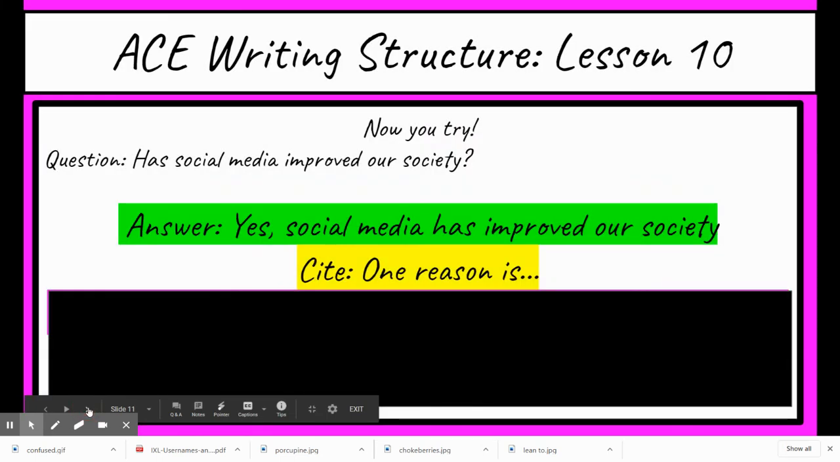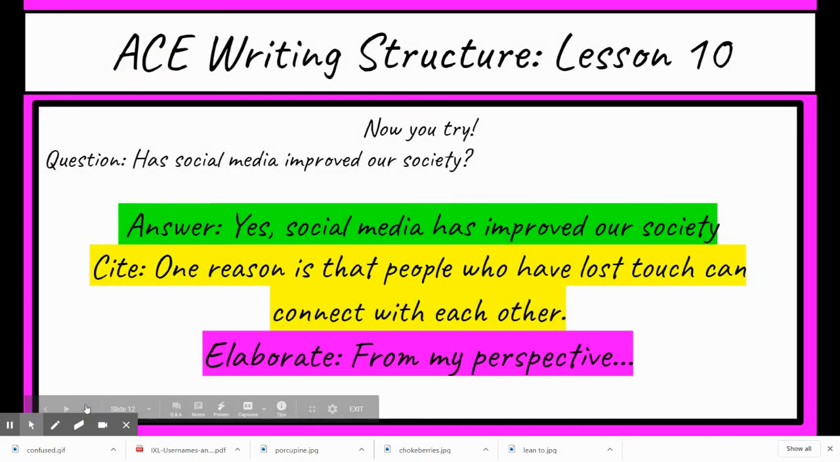Now I want you to cite some evidence. What is one fact that proves that social media has improved our society? Think about that and write your evidence using the sentence starter, one reason is. You might have come up with something different, but I wrote, one reason is that people who have lost touch can connect with each other.